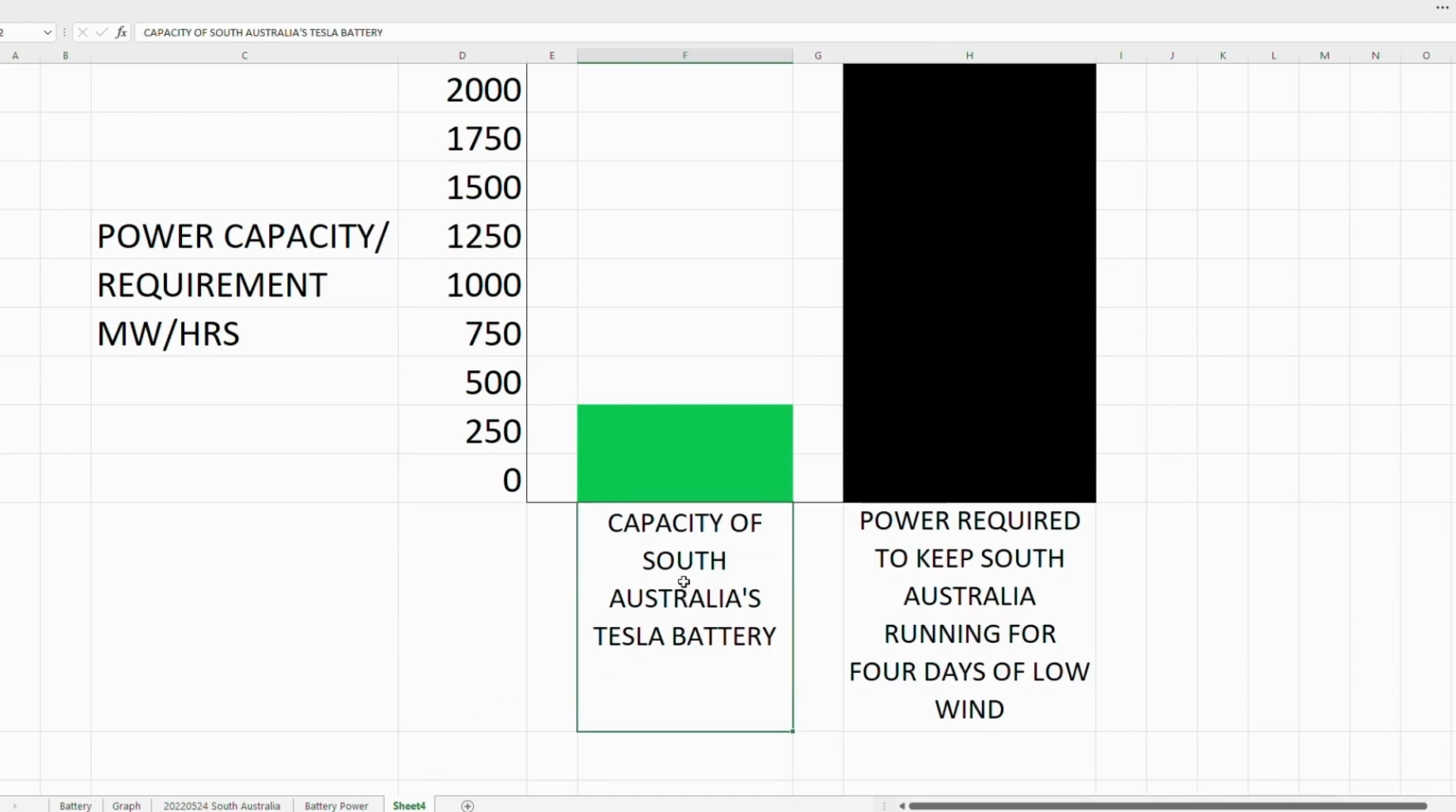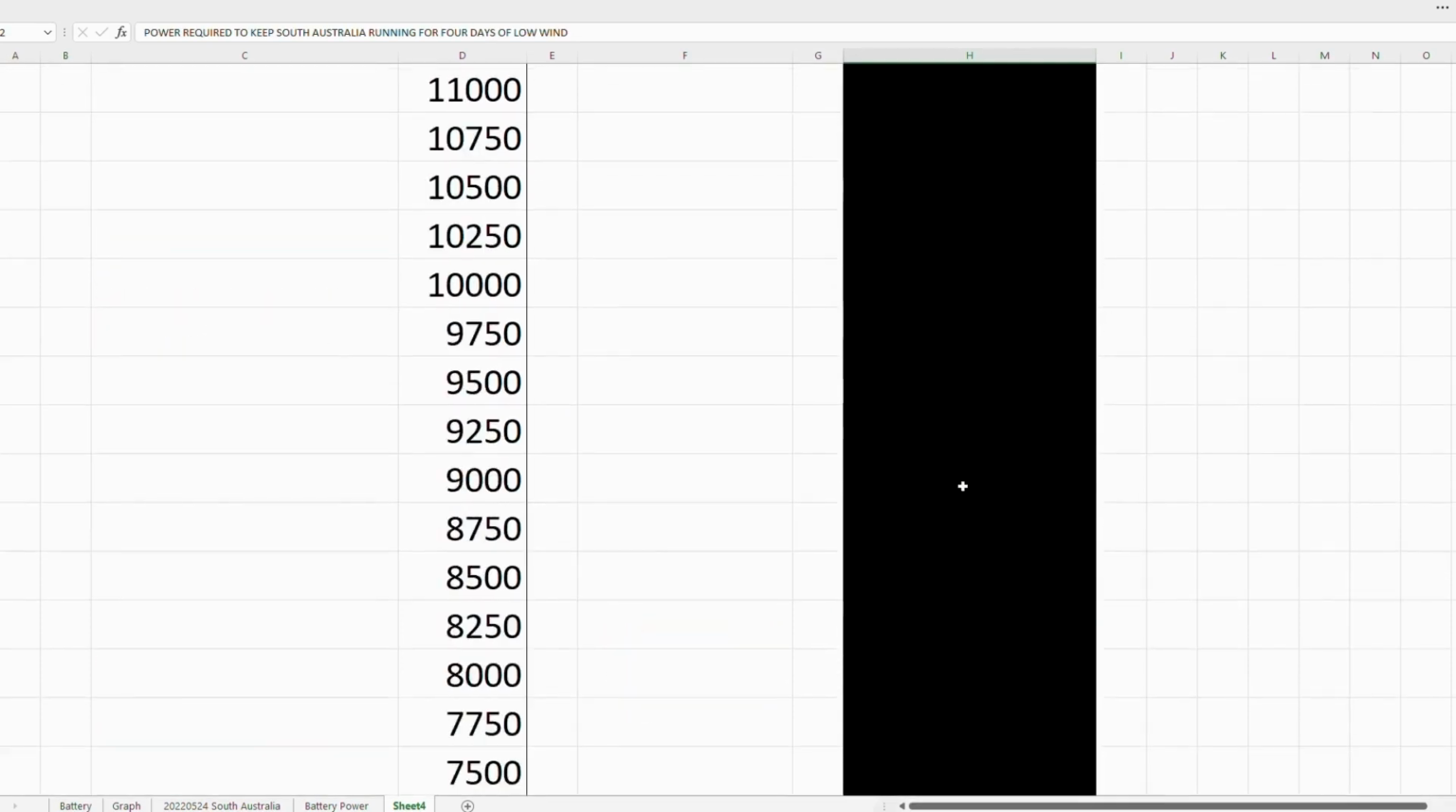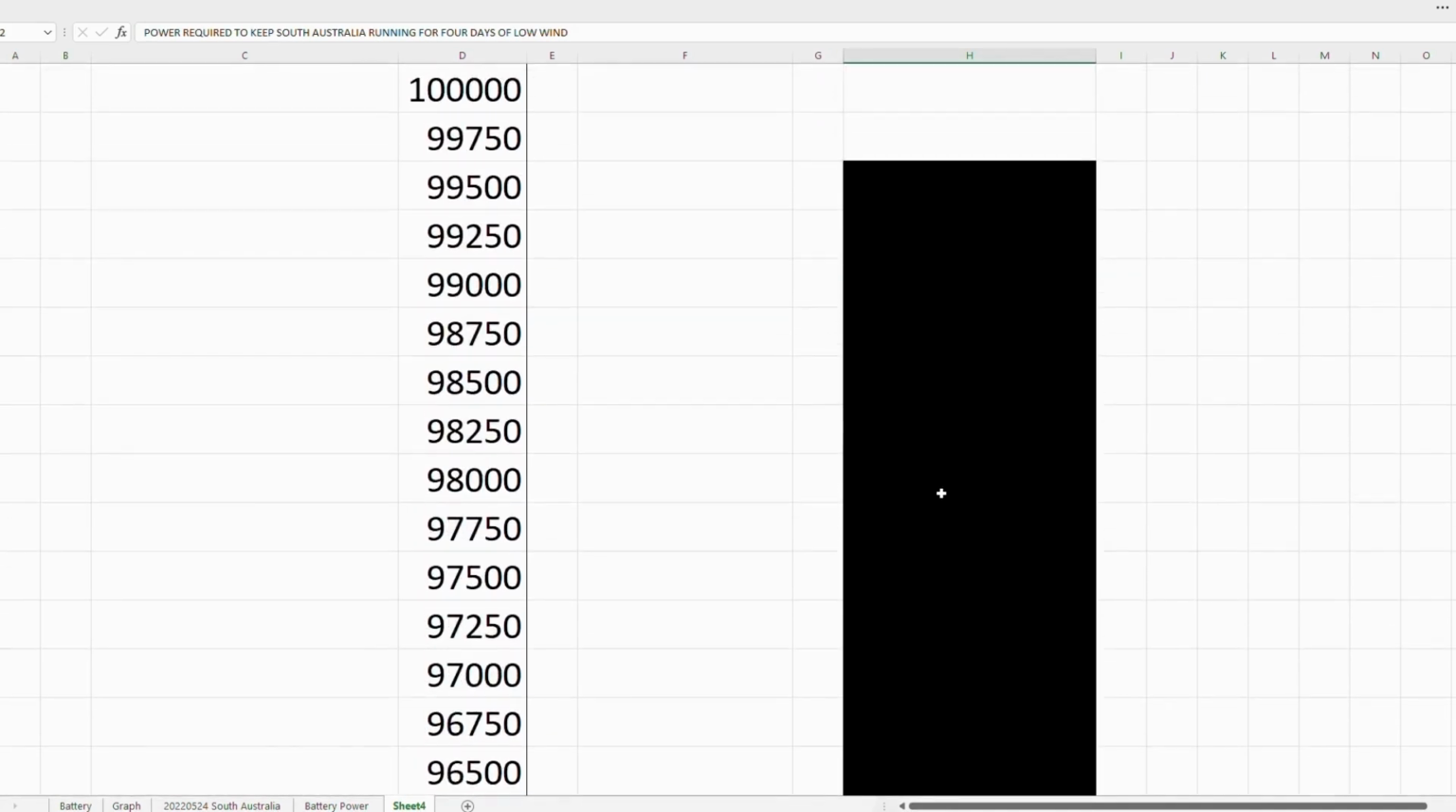So here it is in graphical form. This is the capacity of South Australia's Tesla battery, 250 megawatt hours. And this is the power required to keep South Australia running for 4 days of low wind in that May period. Do you see that the battery might have been slightly deficient in its ability to act as grid storage?